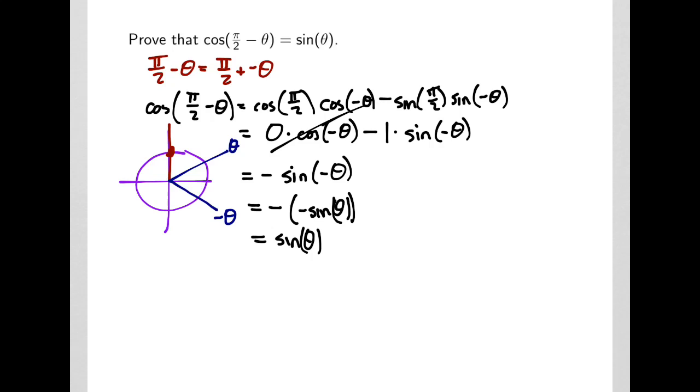And so this key step uses the fact that the sine is an odd function, which is one of our identities. So we use the sum identity, and we use the odd property of the sine function in order to prove our result.